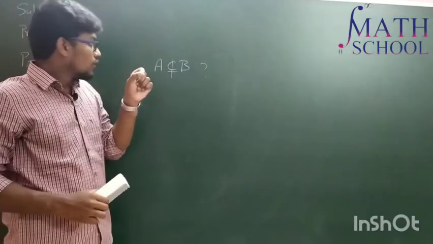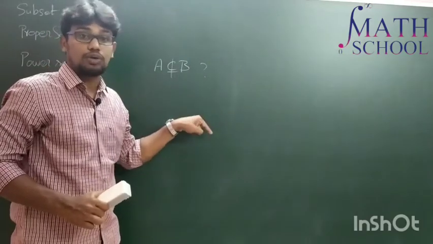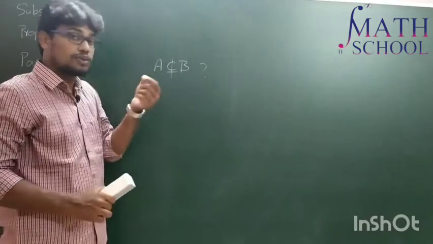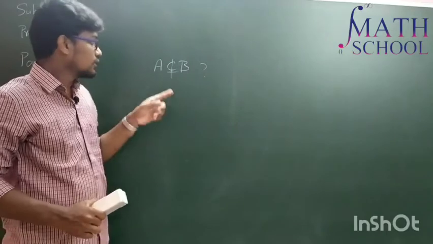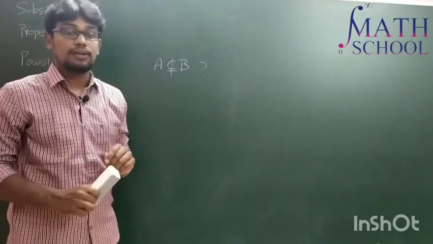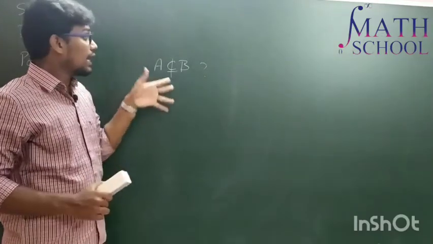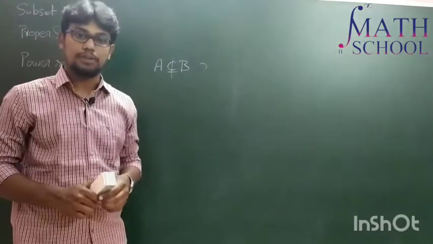When A is not a subset of B: suppose there is an element in A, but that element does not belong to the set B, even at least one element. If this happens, then we cannot say A is a subset of B. This is the notation for A is not a subset of B.